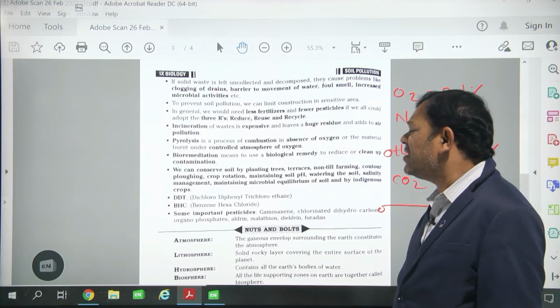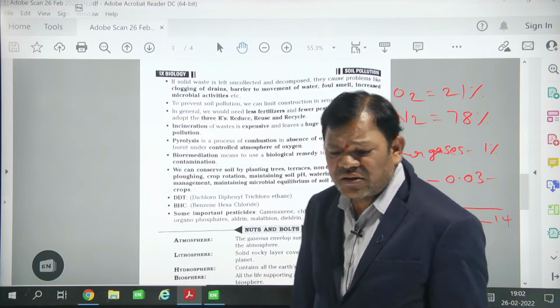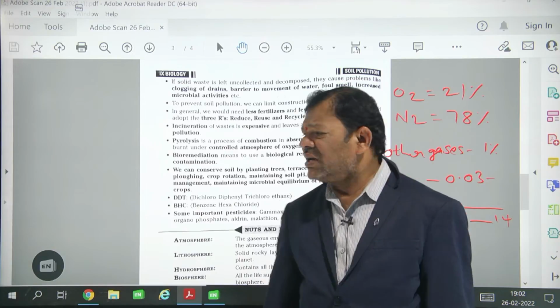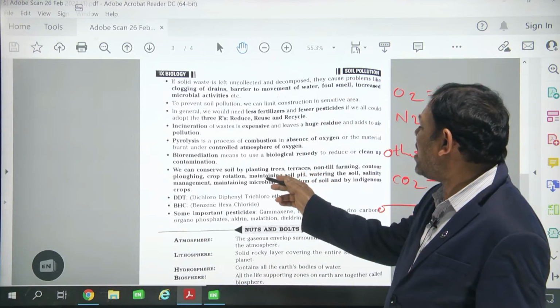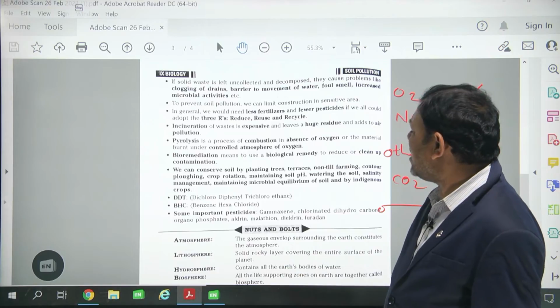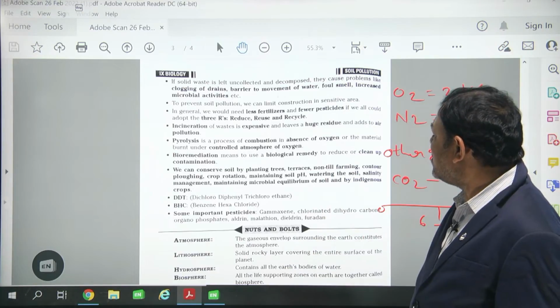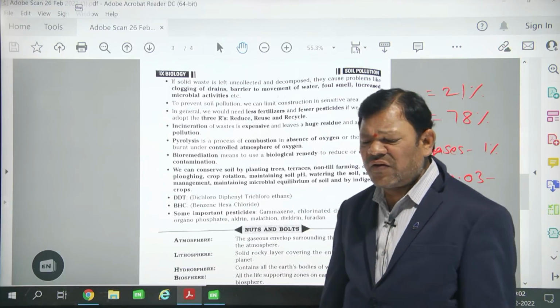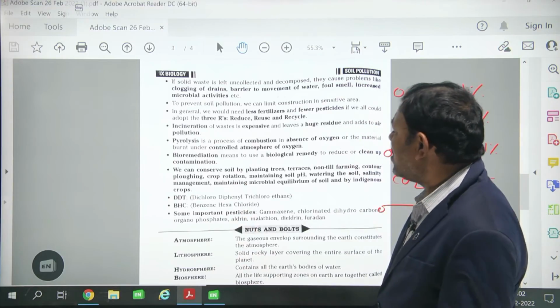Generally, these are the methods we are using to control soil pollution. What are the methods? The first one is planting trees. The second one is terracing. The third one is non-till farming. The fourth one is contour plowing. The fifth one is crop rotation.